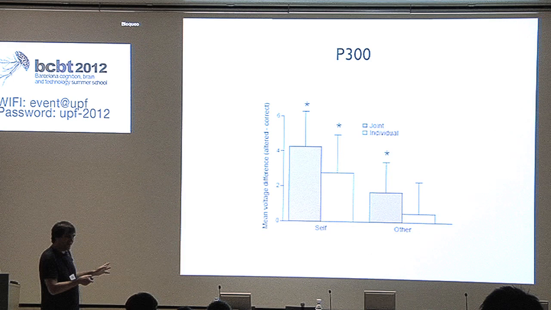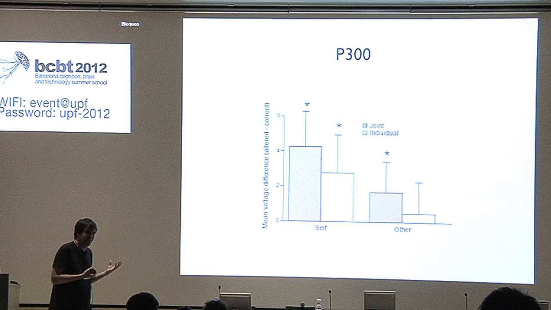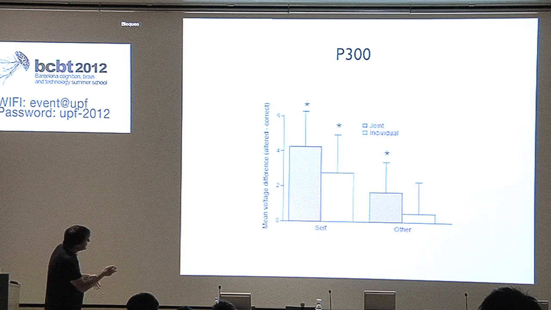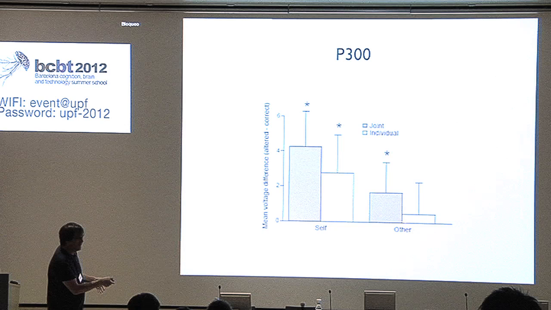So it has to do with self-relevance, right? The P3 to a big part actually reflects, did I make the mistake or did the other person make the mistake? But it also reflects, did we make a mistake, versus did the other person make a mistake?